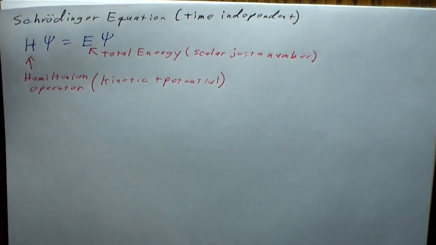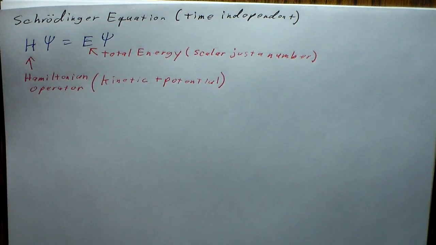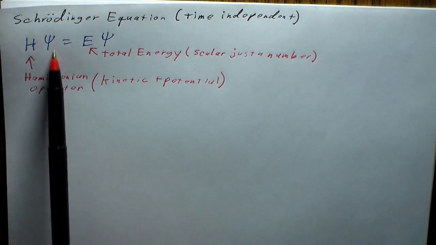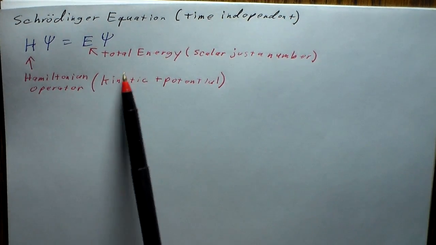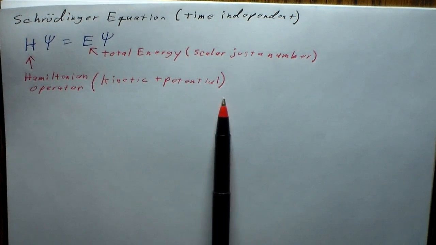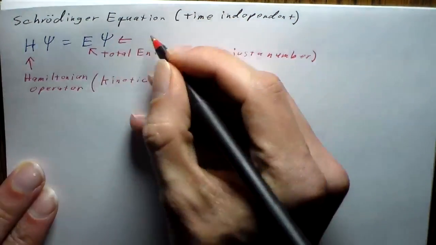All right, the E just represents the total energy, and this is going to be a scalar quantity. In other words, it is just a number. All right, so this Hamiltonian is kinetic plus potential. Remember, that is our total energy, but this is going to be some kind of a mathematical function. The actual total energy itself is just going to be a number.